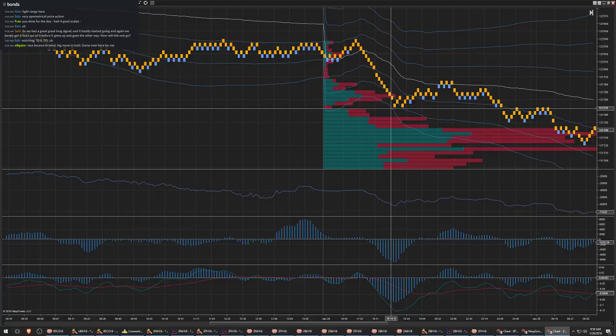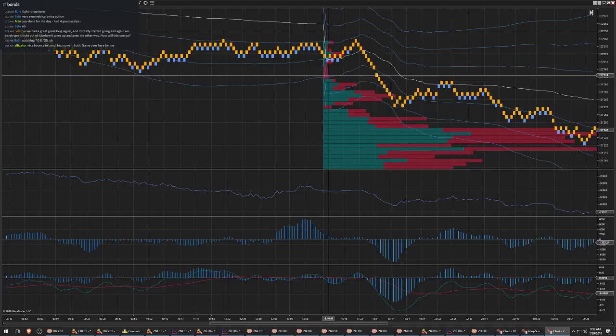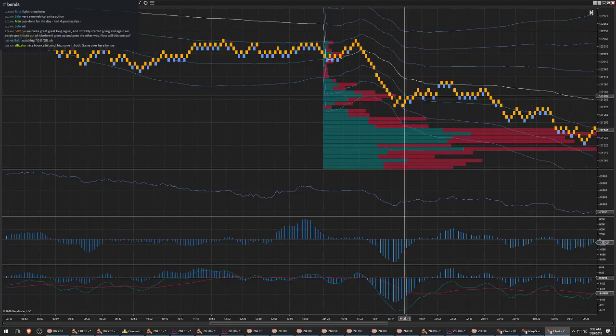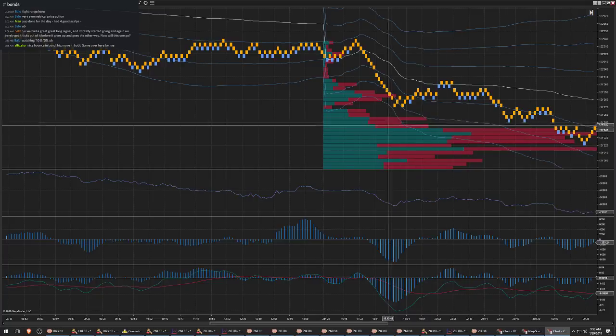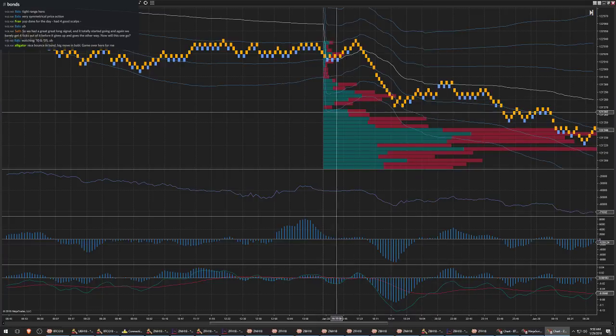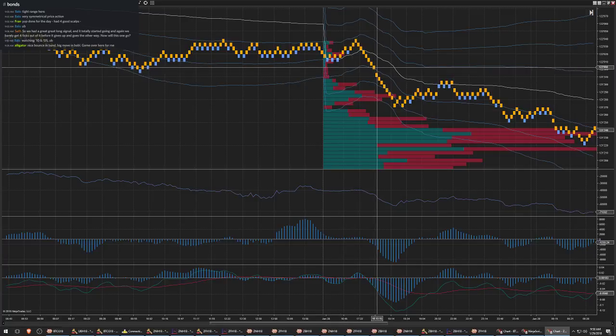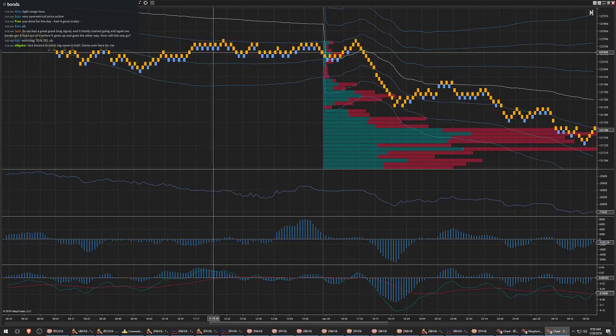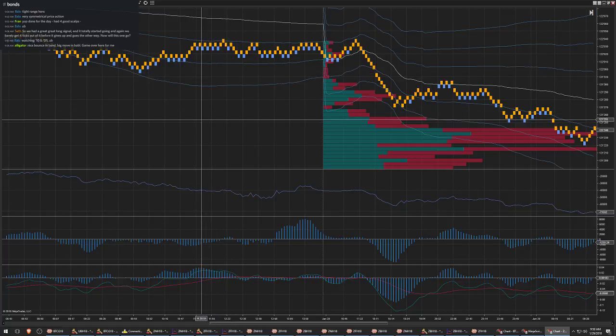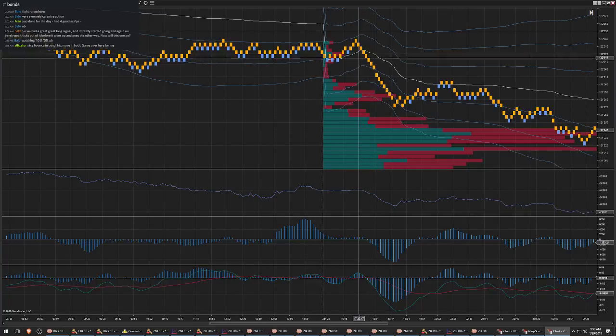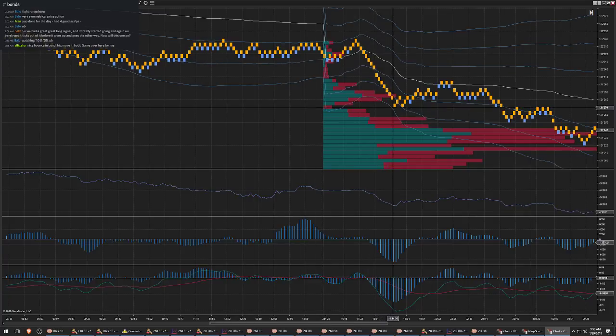Which brings us to the second way in which I use it, which is that we have these bands here. These bands are basically 1, 2, and 3 standard deviations away from the volume weighted average price. I determine that by looking, based on the close of the past 200 bars, at how much they move. What is the standard deviation of those? And that's how I calculate that. Generally speaking, it's extremely rare for us to go more than 3 standard deviations away from the volume weighted average price.